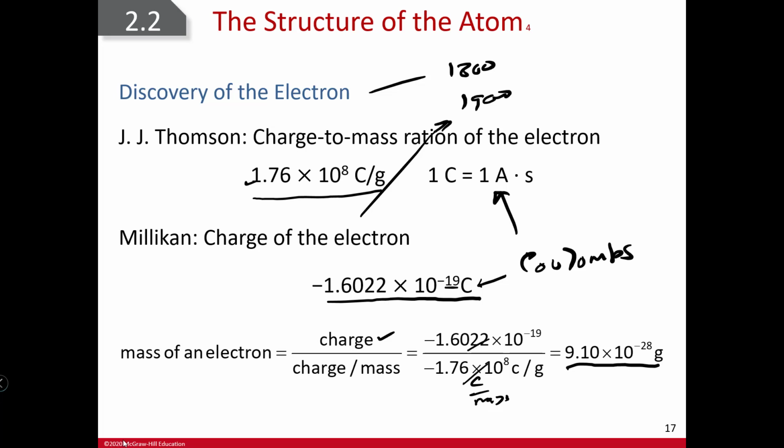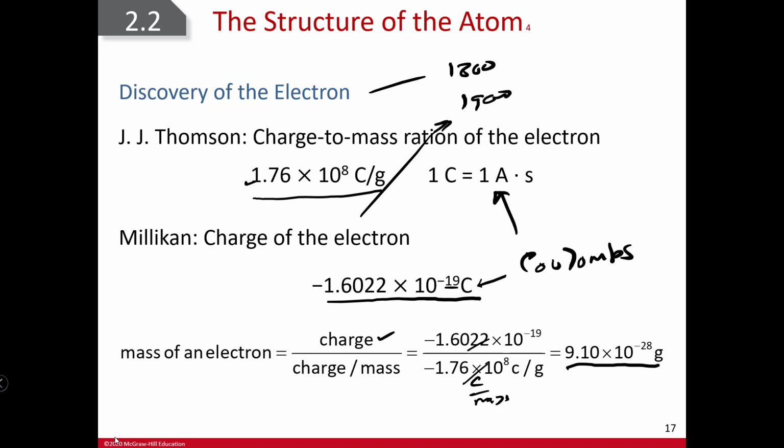So again, J.J. Thomson discovers the first subatomic particle, the electron, and he knows the charge to mass value, but he doesn't know the actual charge or the actual mass. He knows it's negative, but he doesn't know the actual charge or mass. And Millikan determines that. So we discovered our first subatomic particle.